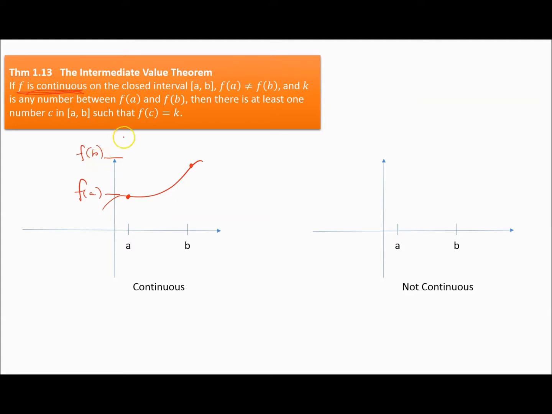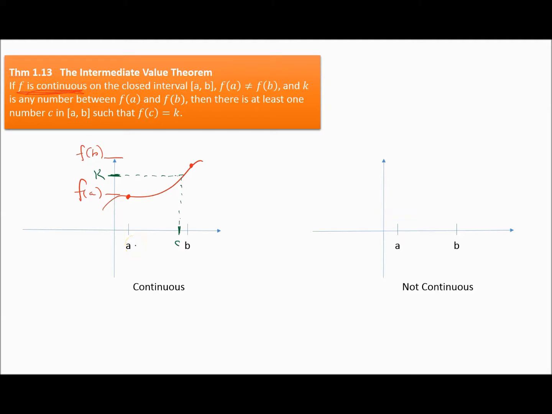Now it goes on to say k is any number between f of A and f of B. So k is a y value, right? So k is any number in here, doesn't matter where you put it, as long as it's between f of A and f of B. It says as long as your function is continuous, there is at least one number c in AB. So that means this next value down here, such that f of c equals k. How do you find it? You work backwards. Okay? And then there we go. And there's your c value.